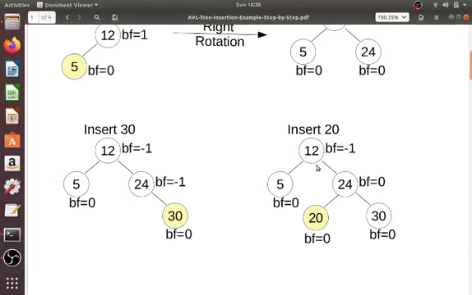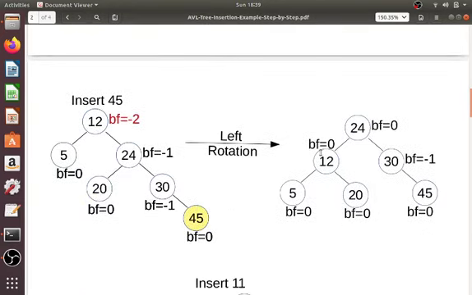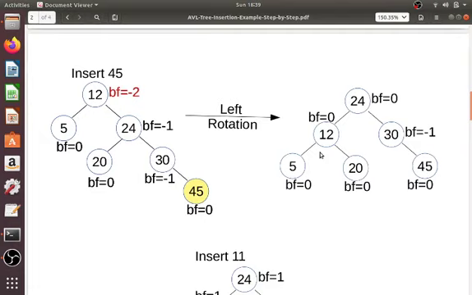20 goes on the right of 12 and further it is inserted as the left child of 24. We carry out the balance factor calculation while moving upwards in the tree. Balance factor of 20 is 0, balance factor of 24 is 0 and balance factor of 12 is minus 1. All the node balance factors are in the permissible range of minus 1 to 1. So no rotations are required at this stage. Next we carry out insertion of 45.